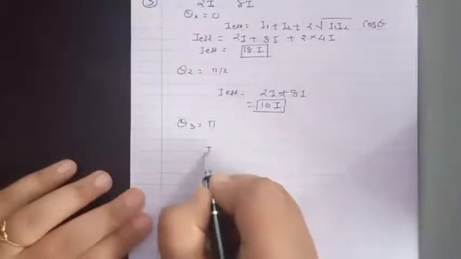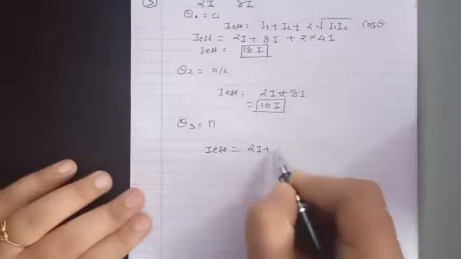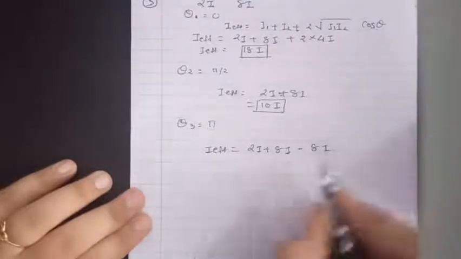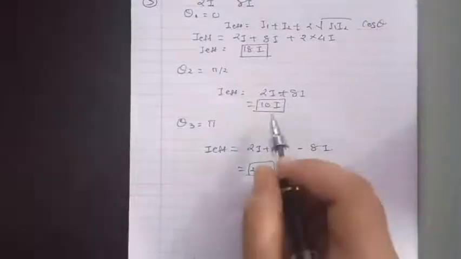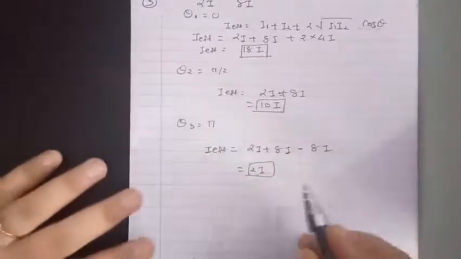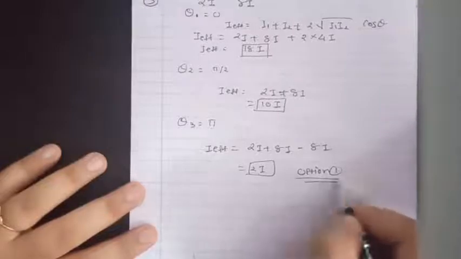Now keeping theta equal to pi in this equation, we will get I effective equal to 2I plus 8I minus 8I. So this will give us the answer 2I. So the answers will be 18I, 10I and 2I. So option 1 is the correct option.